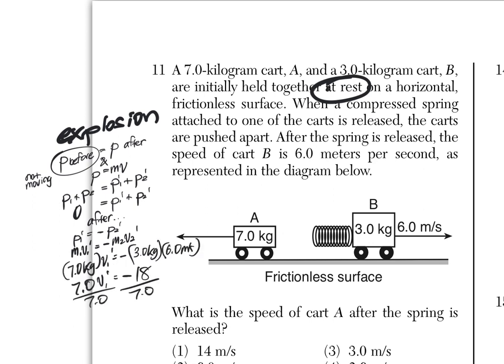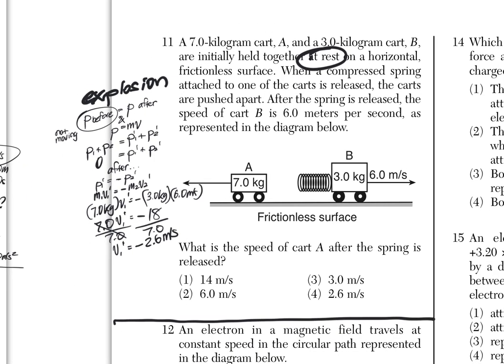I divide both sides by 7, and I get a V1 prime for the first cart of negative 2.6 meters per second. So if B goes off at 6 meters per second, A goes backwards at 2.6 meters per second, but it wants the speed, so I don't care about the negative. Speed is a scalar, and so I have 2.6 meters per second, choice 4.